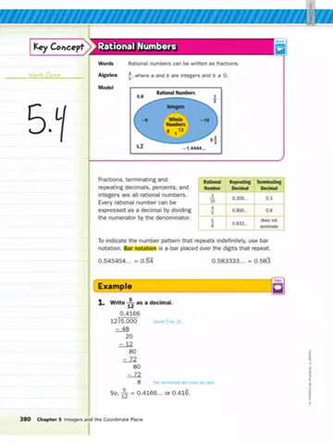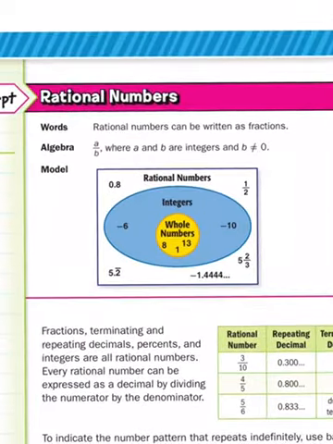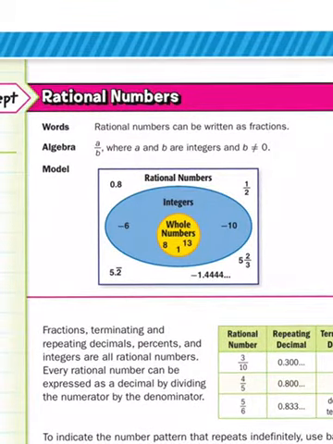Hey guys, this is the video lesson for lesson 5.4, and you are going to learn about terminating and repeating decimals. So let's start up here. We're going to talk about something called rational numbers first. And it sounds confusing, but it really isn't, especially when you look at this diagram at first. So first off, the math definition for rational numbers: numbers that can be written as fractions.